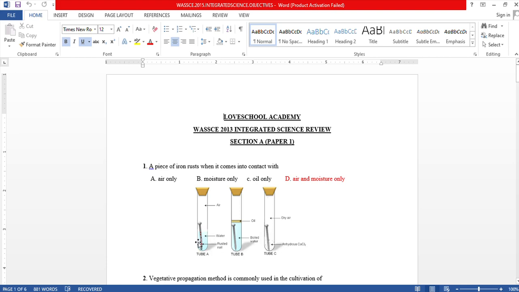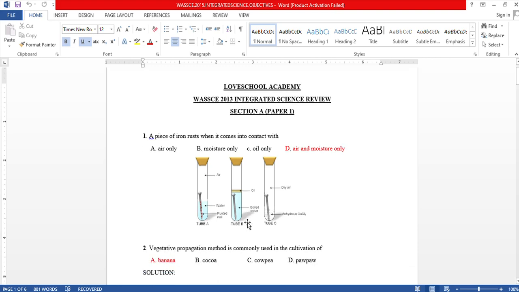Now realize that rusting only occurred here. Why? Because over here there is no air. Over here too there is no water, but there is air. Now over here there is air and then there is water. That's how come this one would rust. So it shows us that air and moisture or water would cause the iron to rust, or the nail to rust.